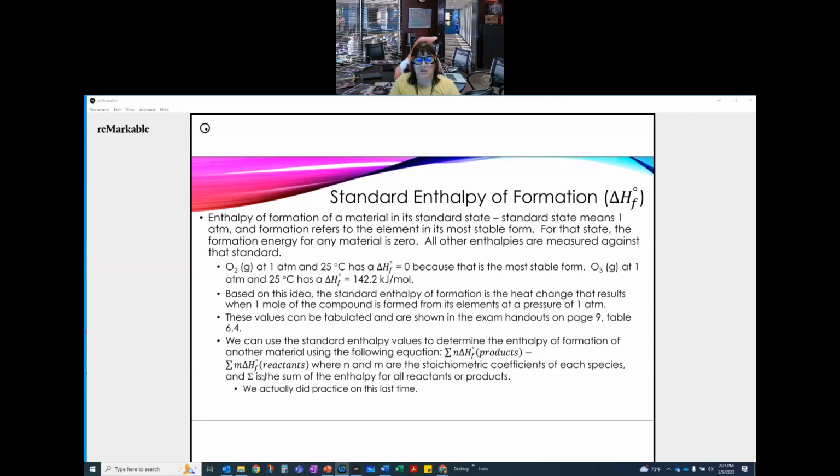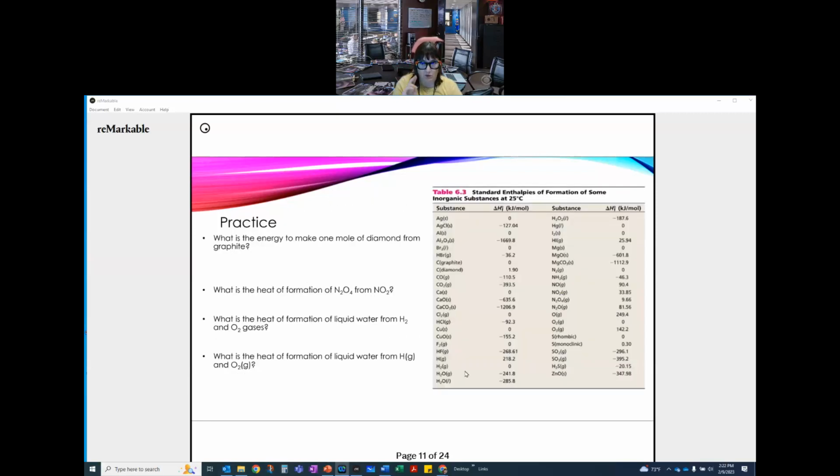sigma is the sum of the enthalpy for all the reactants or products. And we actually did this last time. So we practiced this last time. This is not really anything different. We just now know what this symbol means. Okay, so that's the standard enthalpy of formation. And standard is 1 atmosphere or 1 molar. So we're going to practice again.